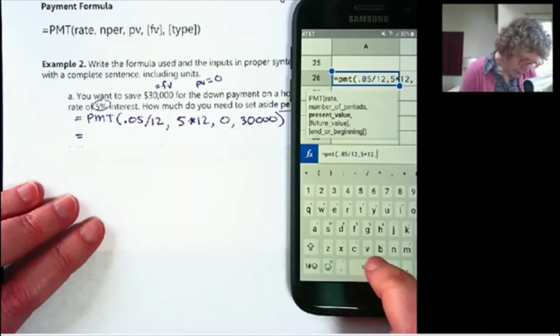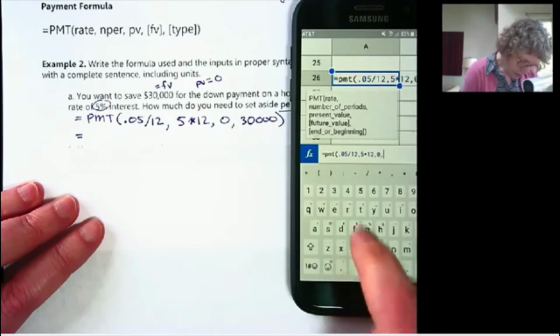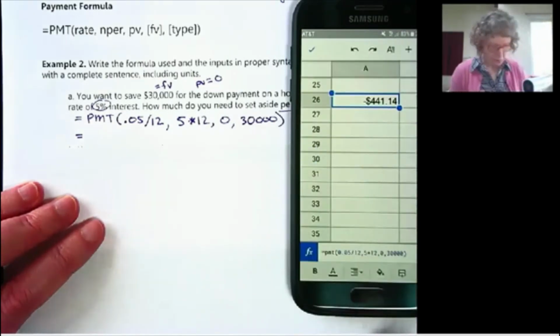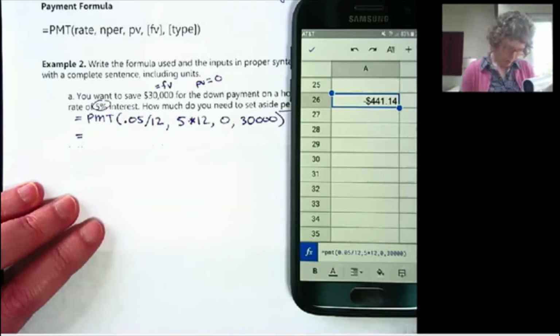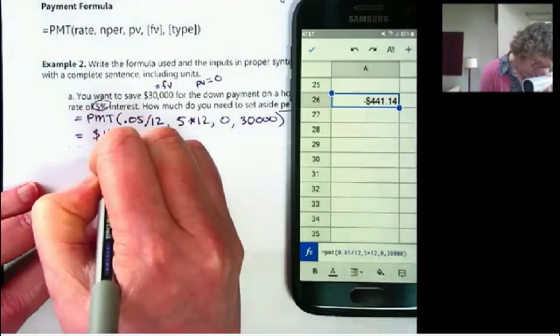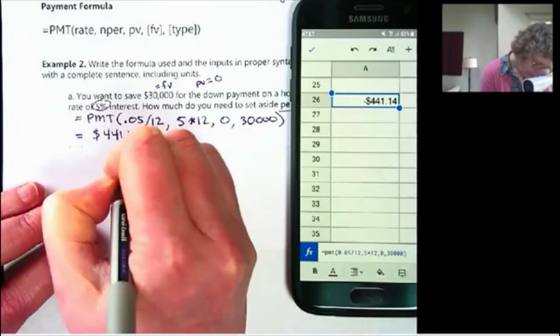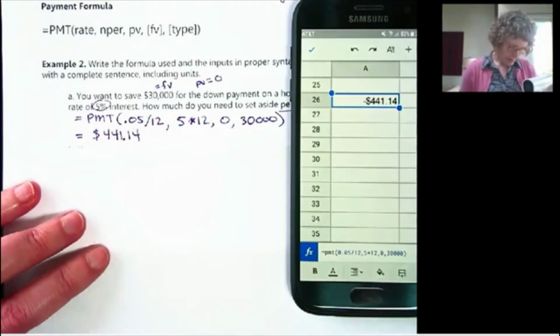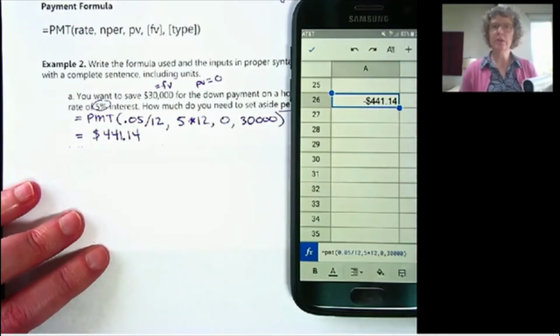Okay, present value is 0. Future value is 30,000. Okay, $441 a month. I thought it might be more than that. $441.14.